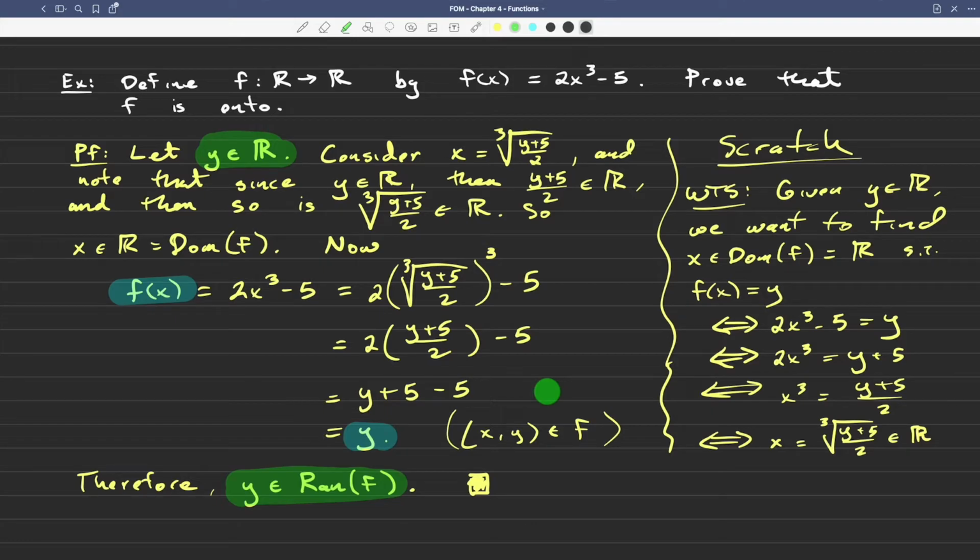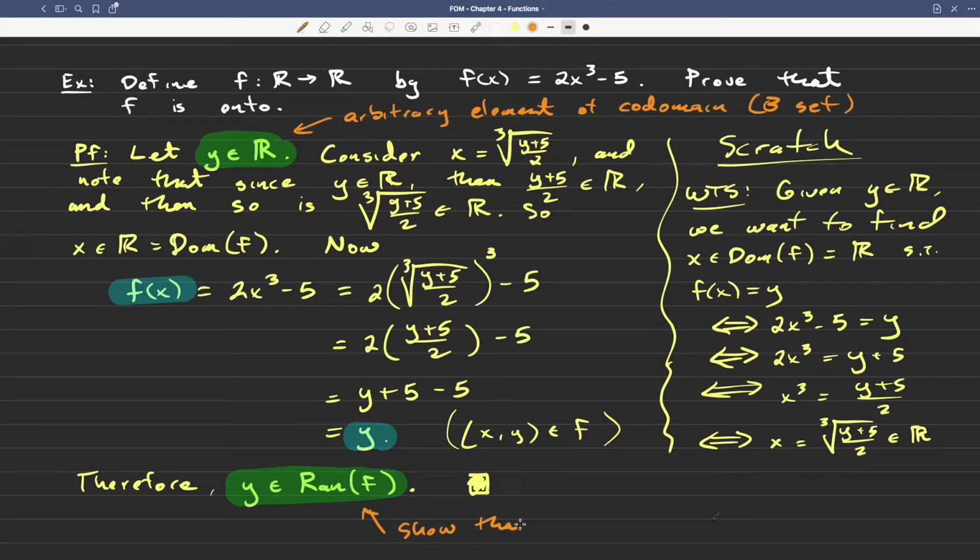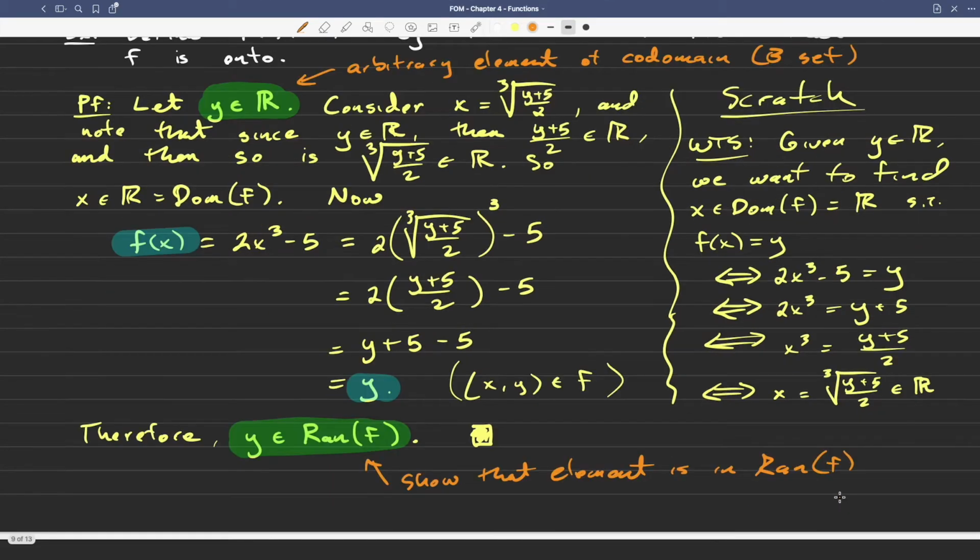This proof serves as a pretty good template for how you do basically any onto proof. You start with an arbitrary element of the codomain, the B set, and then you show that element is in the range of the function. That's how all these proofs go.